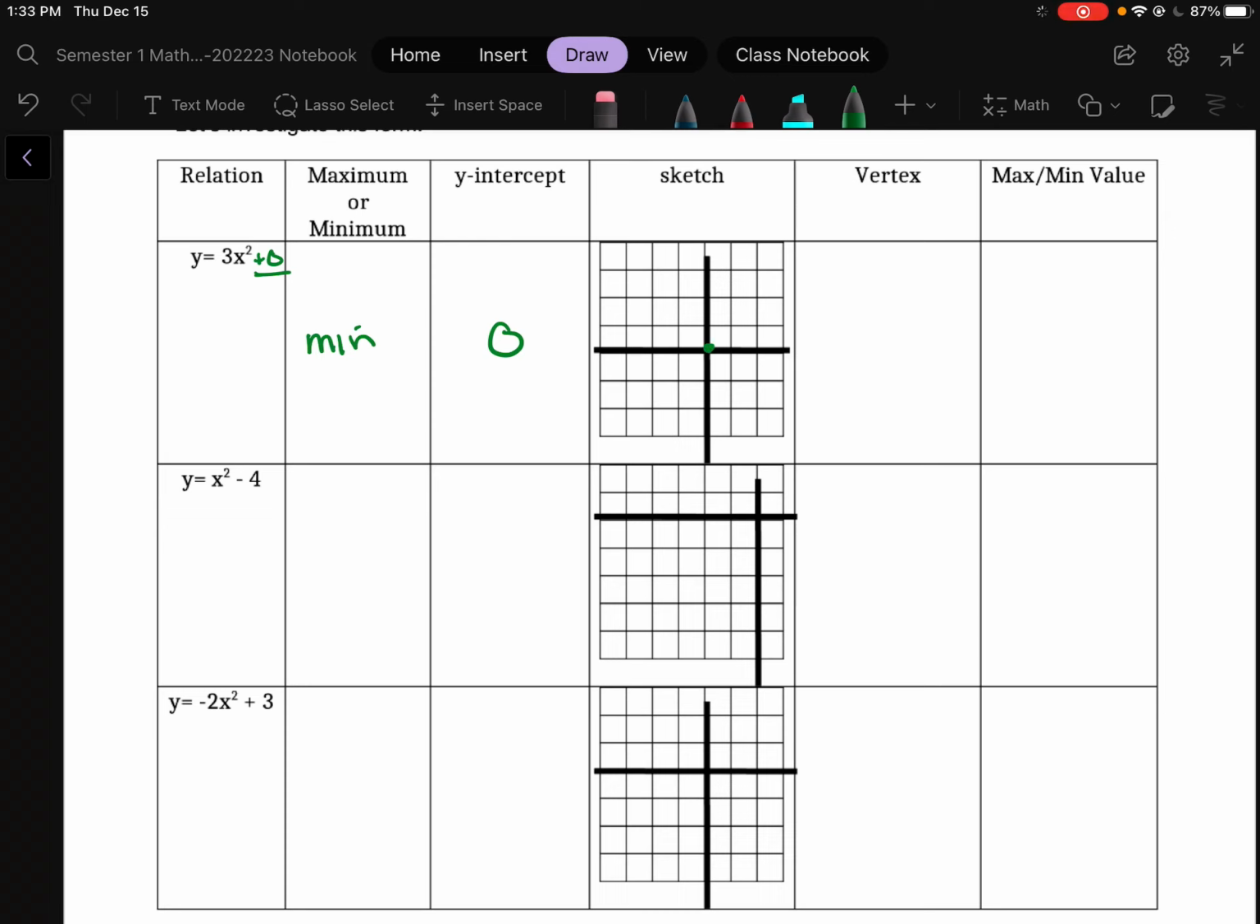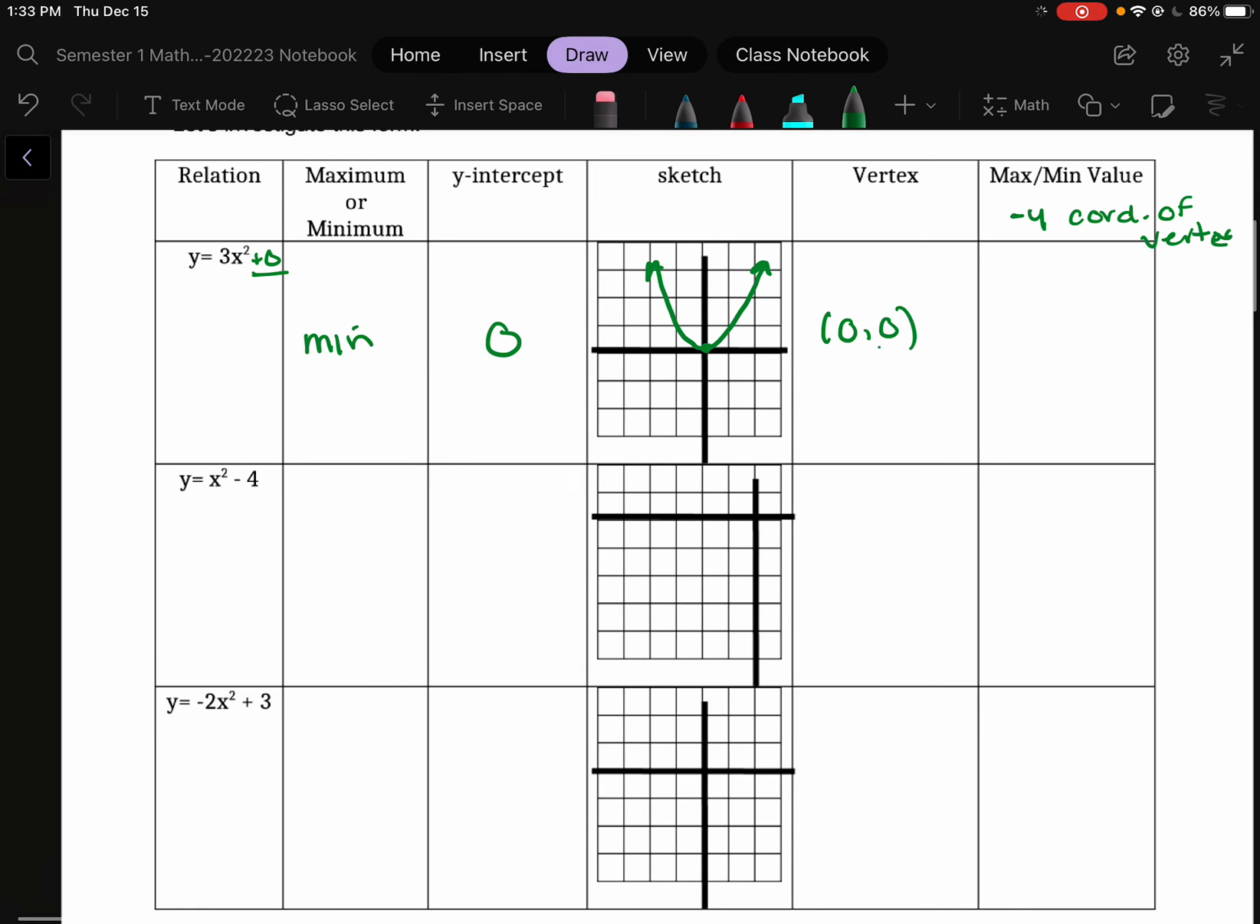If we were to graph this out, it would start at 0 on our y-intercept, and our vertex would always be at (0, 0) because of our c value. And the max or min value is what we're looking at here. This is the y-coordinate of the vertex. So this point right here is a 0, so our min value is going to be 0.